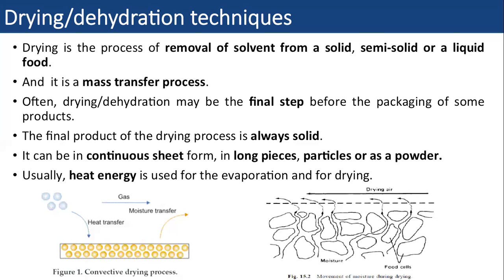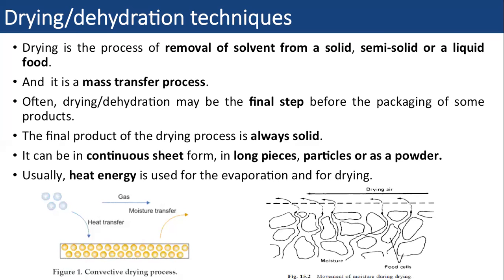So when it comes to drying and dehydration, it is the removal of solvent from a food, right? By removing the solvent, maybe water, from a semi-solid or liquid food, finally you can get a dried food, right? Drying is basically the final step of food processing. Just before packaging, we are going to dry the food.